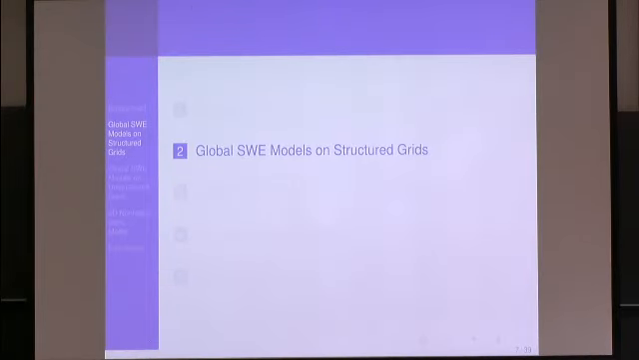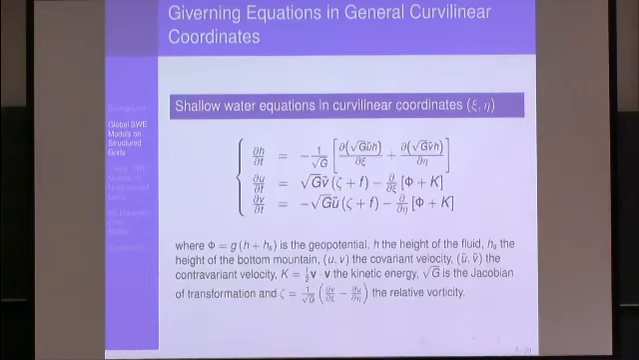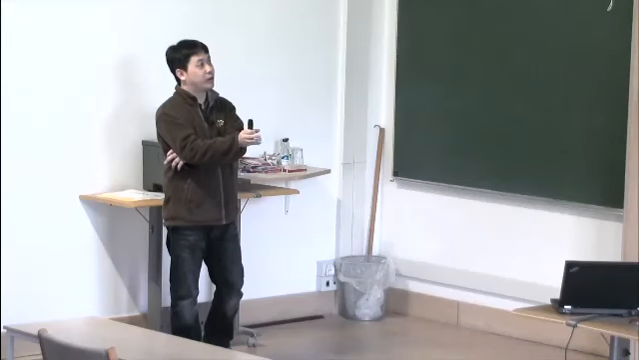So that's for background. And the second part is global shallow water models on structured grids. So structured grids include two types: the first is the cubic sphere, and the other is the Yin-Yang grid. If we want to construct high-order numerical schemes in curvilinear coordinates, the first thing we need to do is to rewrite the governing equation into the curvilinear coordinates.